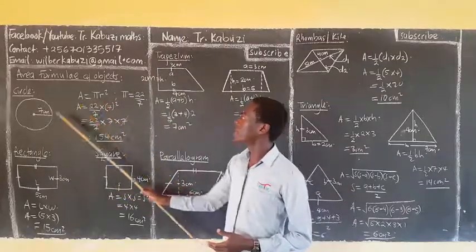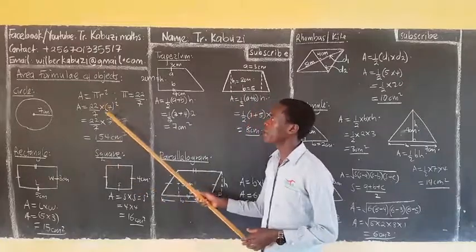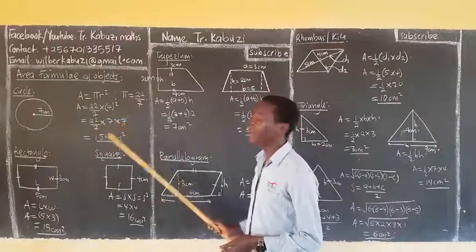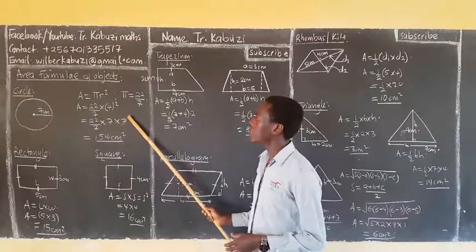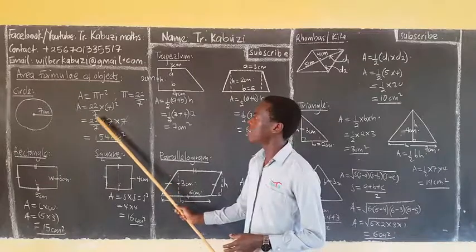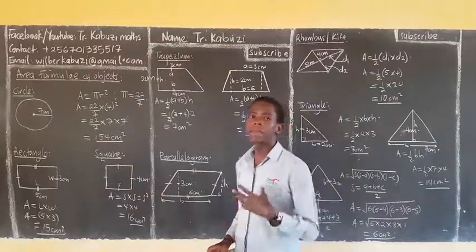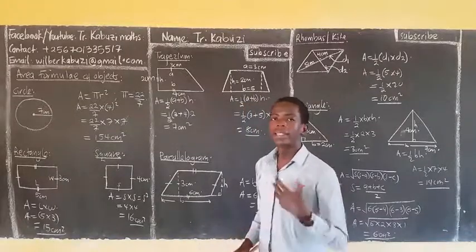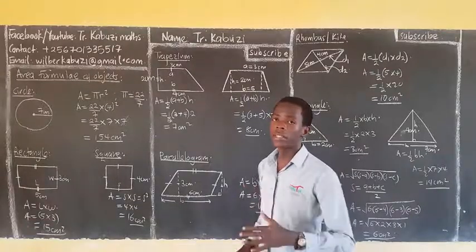Where I said my radius is 7, I put 7 squared, which is the same as 7 times 7, that's why I'm expanding. Then this 7 cancels with the 7 below, so this times this, I get 154. Our area is measured in square units: meters squared, centimeters squared, units squared, and so on. That's how we get the units of the area.